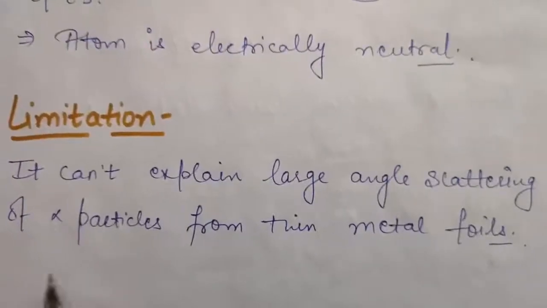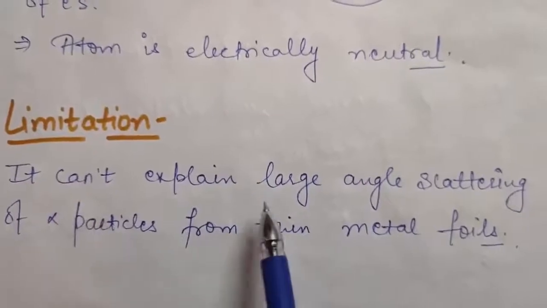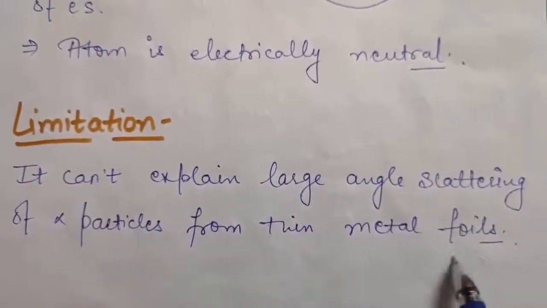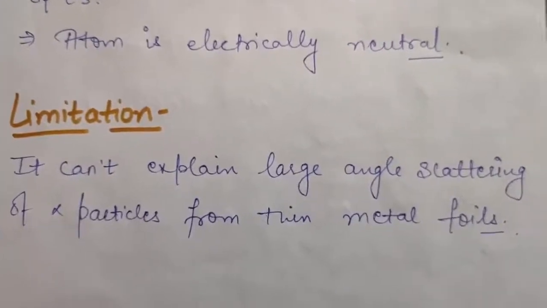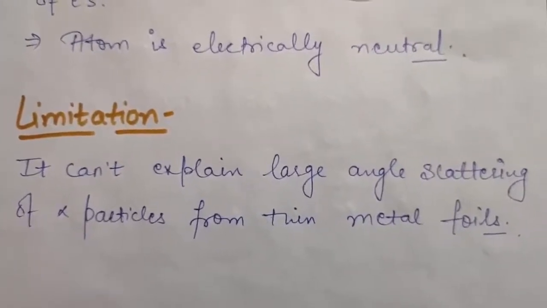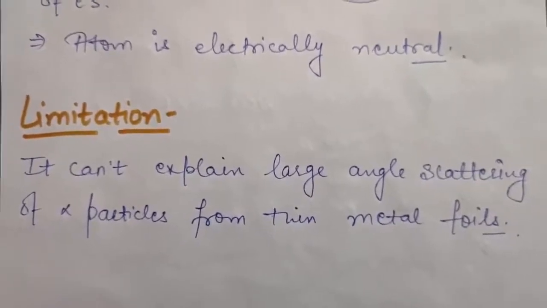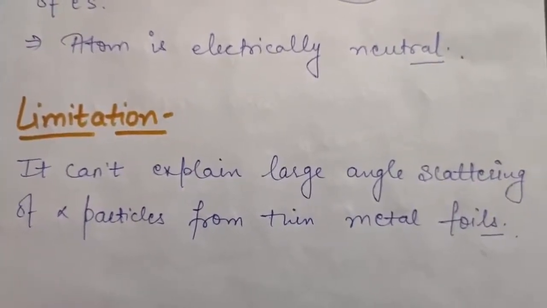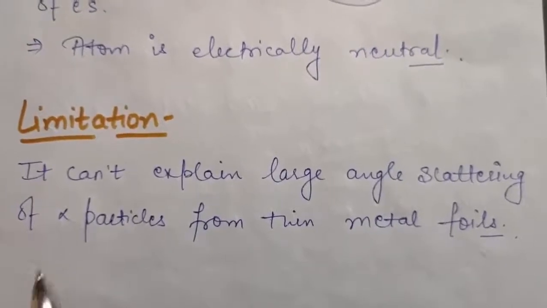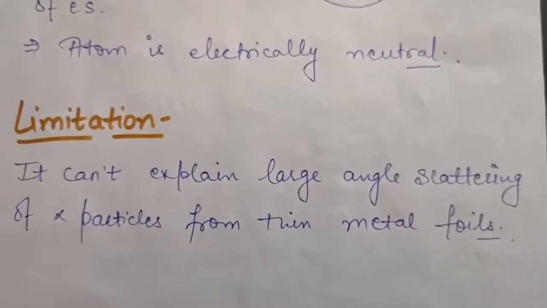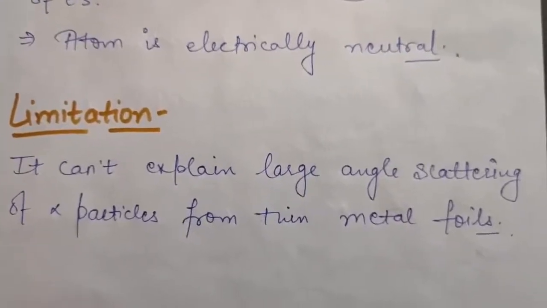But there were some limitations of this Thomson's model which were recovered by Rutherford. The limitation of this model was that it cannot explain the large angle scattering of alpha particles from metal foils. This you will be studying in the Rutherford model. When he took a metal foil and scattered alpha particles with it, he saw the scattering of those alpha particles, but this Thomson model was not able to explain that scattering. So therefore, let us now study Rutherford's model.